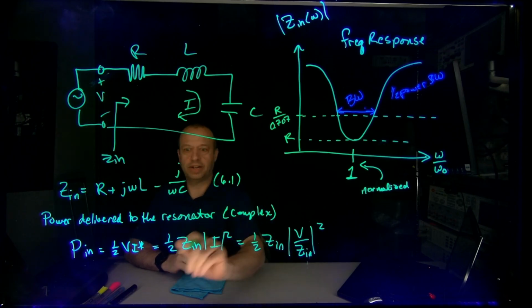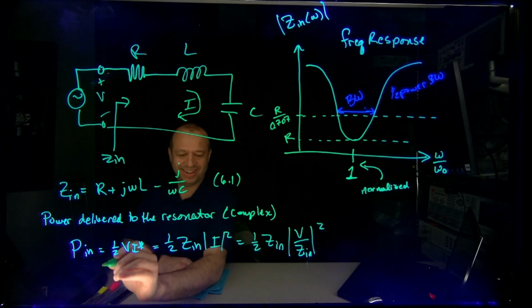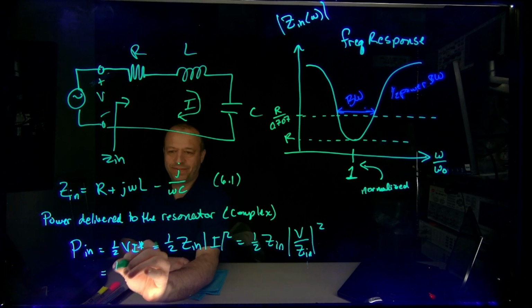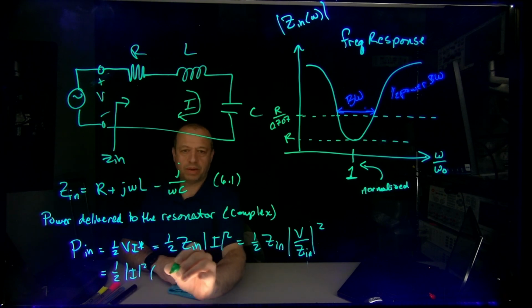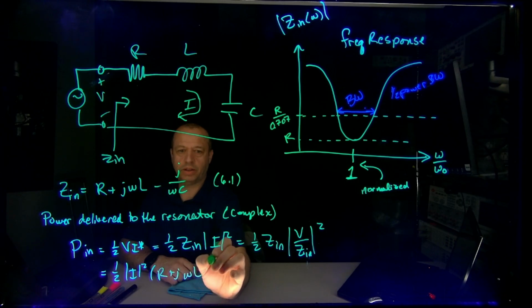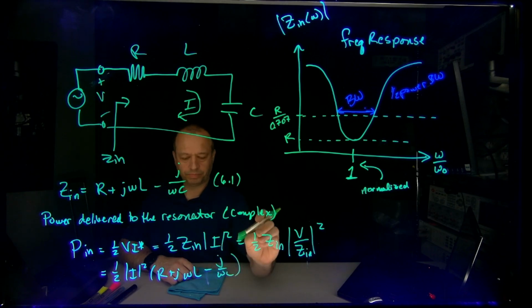Plugging that in, we already have some of this information, and then we are going to get 1/2 I squared. Oh, not a touchscreen, sorry. Okay, plugging in Zin, R plus j omega L minus 1 over j omega C.